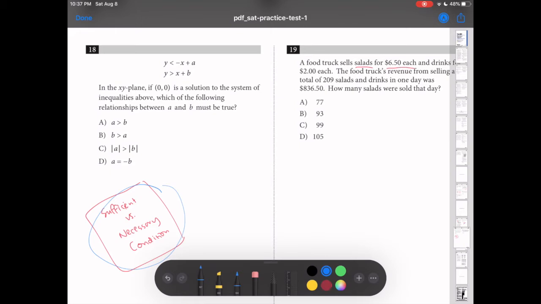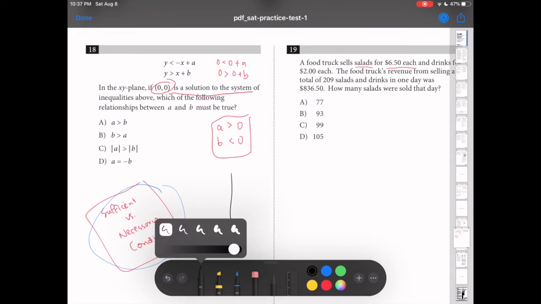So if you just read the question, just take it piece by piece. They say that (0, 0) must be a solution to the system. So plug it into both equations, so you get 0 less than 0 plus a, 0 greater than 0 plus b. So from this, you can figure out a is greater than 0 and b is less than 0. If you make sure to include this and then you graph it out, you shouldn't really have a problem.